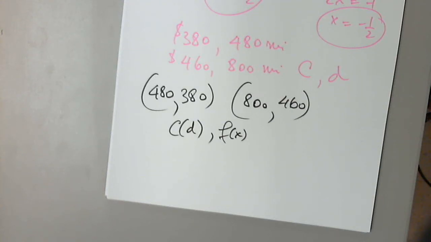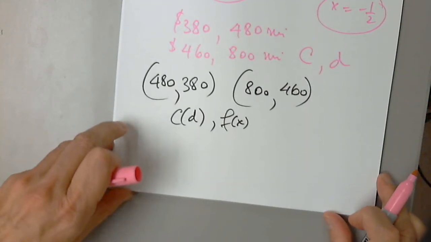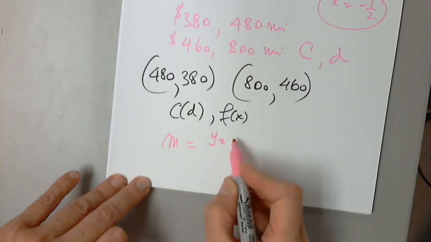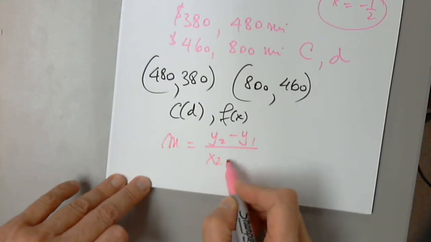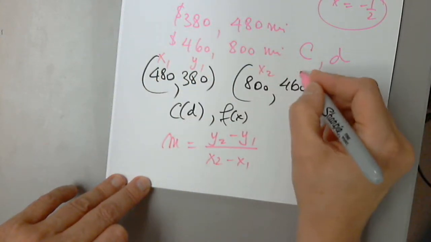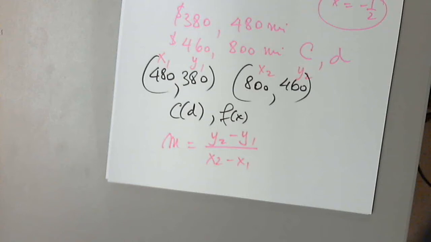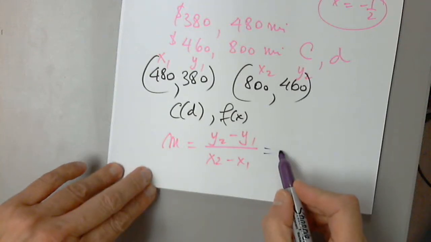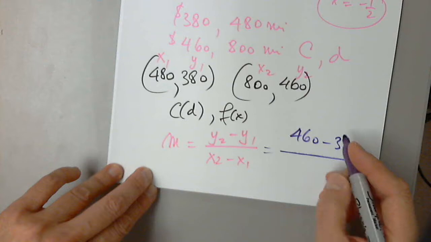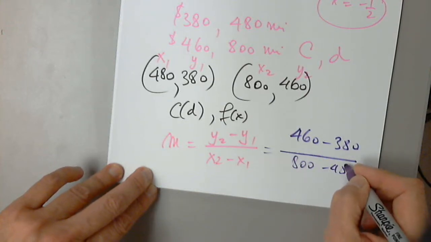Very good. Yes. We have to find the slope first. Yes, Connor, you had a question? Oh, no. Okay, so remember y2 minus y1 over x2 minus x1. Name the points. You don't have to write it like I just did, but it's important to keep them in the correct order. So then 460 minus 380 over 800 minus 480.